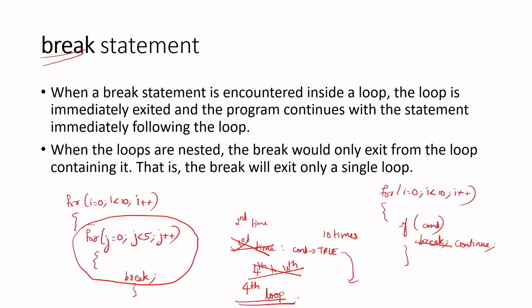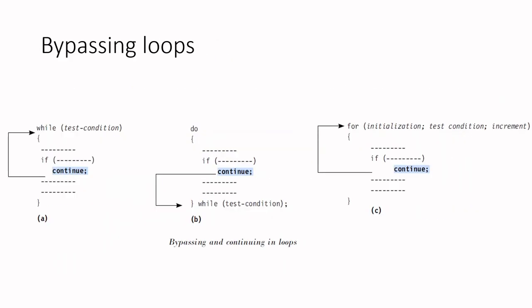In continue, the rest of the iterations will be continued. It will only skip the rest of the statements in that particular iteration. Whereas in break, when break is encountered, it is coming out of the loop, and the next iterations will not be executed. Okay. So that's the difference between break and continue. Continue means a particular iteration is skipped, whereas in break the entire loop is skipped.